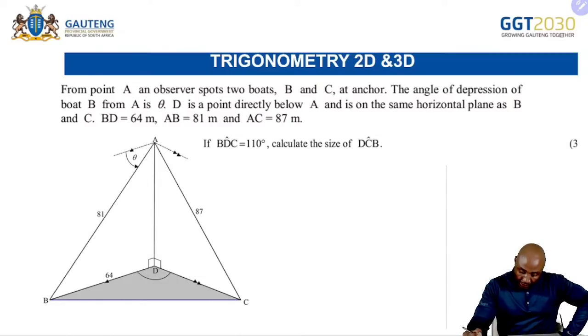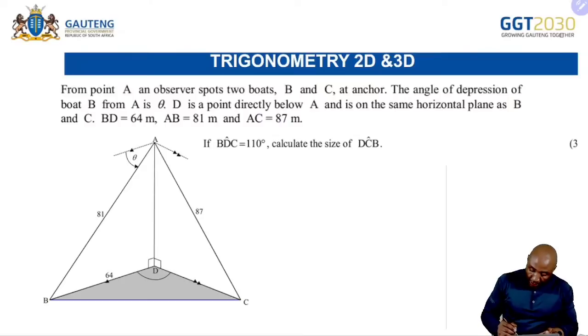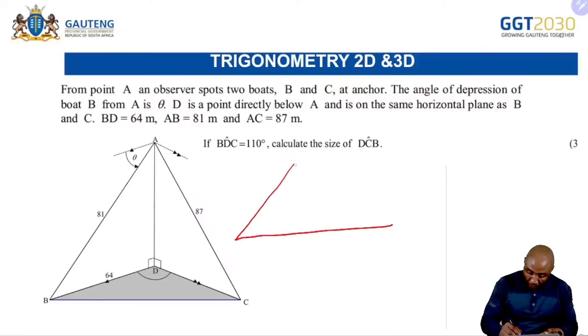It says, if BDC is equal to 110 degrees, calculate the size of DCB. Again, redraw the triangle. These are in the same plane, so the triangle would look something like that. This is our B, our D, and that's our C. Remember, BDC, this angle is 110 degrees.